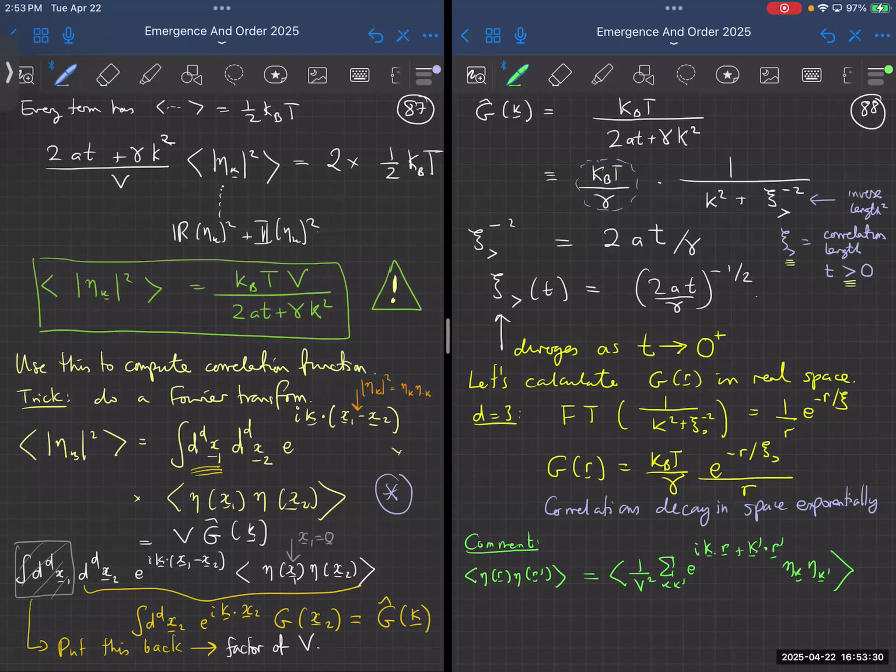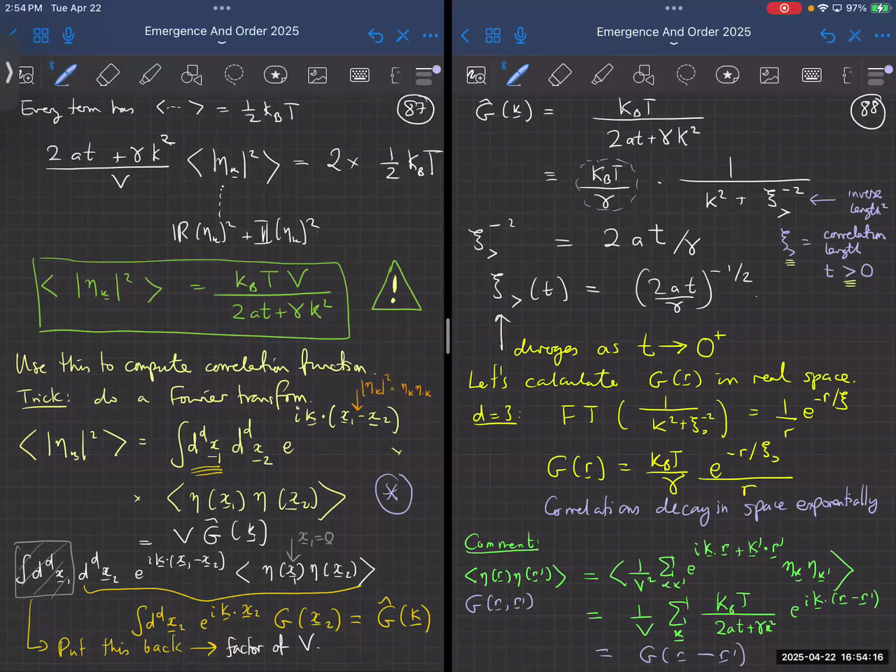And what this is, just putting together the result from above, is just 1 over V, the sum over k of kBT over 2at plus gamma k squared, and then e to the i k dot (r minus r prime). So what I've just shown you is that this thing over here is g of r and r prime, and this thing over here is clearly a function of r minus r prime. And so we've shown that this thing is translationally invariant.